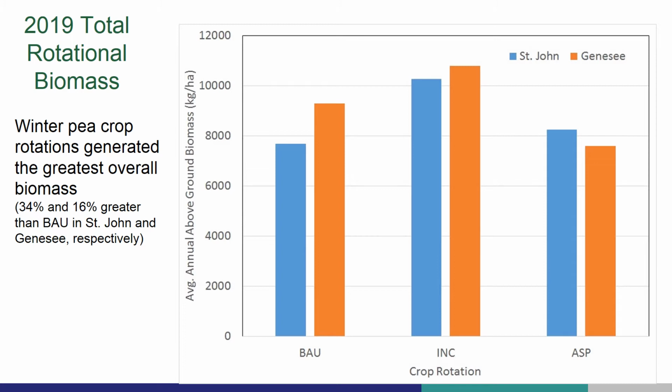Maybe sooner at Genesee than at St. John. The incremental crop rotation, the increase using winter pea, was actually greater biomass production both at Genesee and St. John than the other two rotations. So the winter wheat production, like yield, was actually pretty good. So 34%, 16% greater than business as usual at St. John and Genesee.